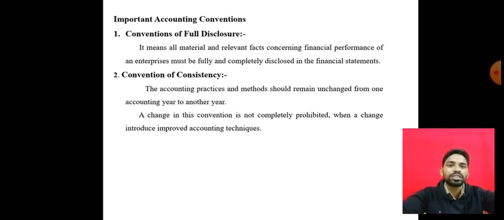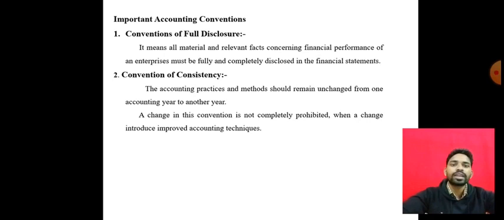Okay, so the basic concepts are different, and the important accounting conventions are different. The first convention is the convention of full disclosure. What is the convention of full disclosure? It means all material and relevant facts concerning the financial performance of an enterprise must be fully and completely disclosed in the financial statement.